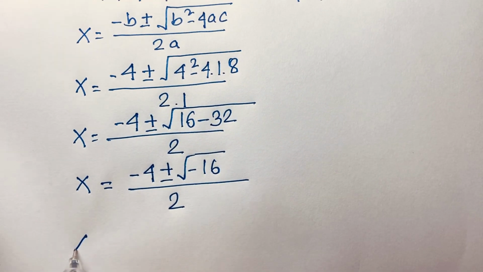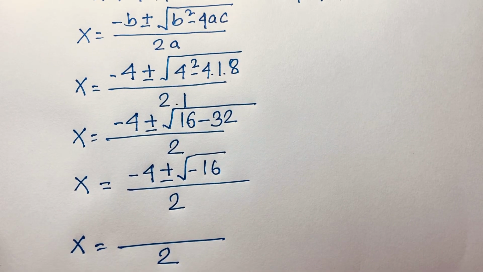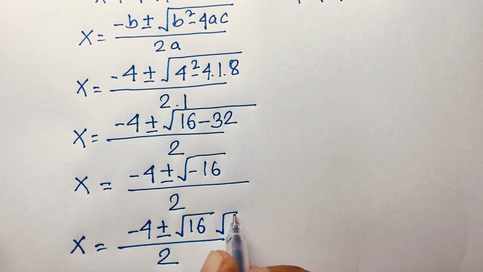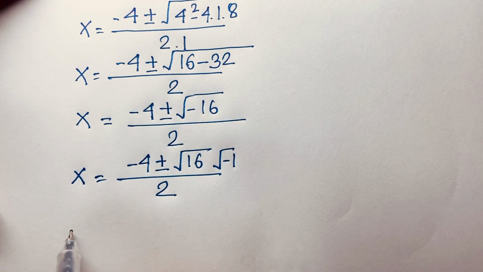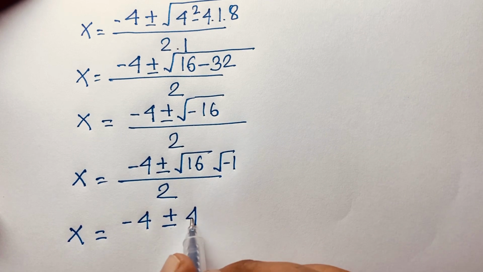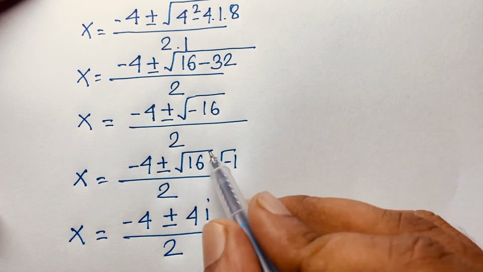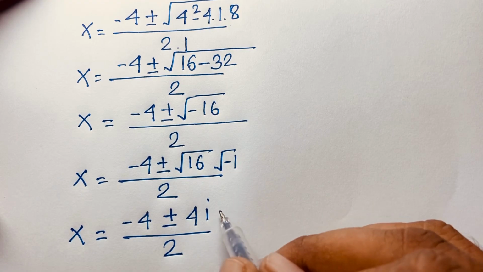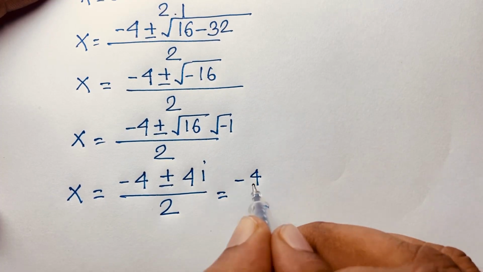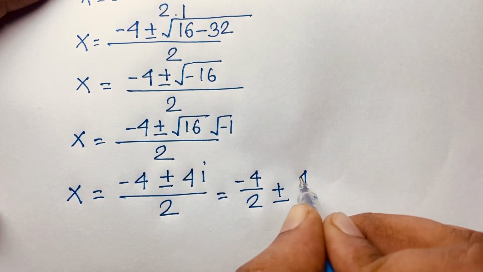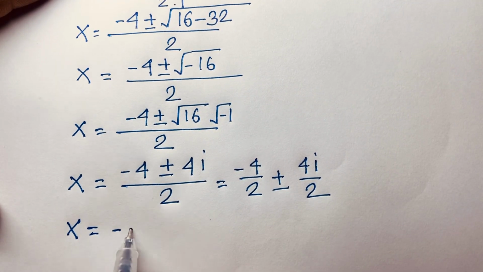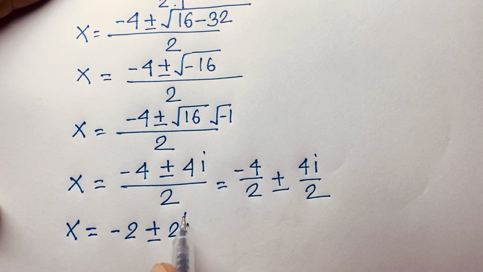Then here the square root of 16 times the square root of -1. Then I can say x = (-4 ± 4i) / 2. The square root of 16 is 4 and the square root of -1 is a complex number, i. Then if I separate this fraction, it will be -4 over 2 ± 4i over 2. Then we find our final answer, x = -2 ± 2i. This is the value of x.